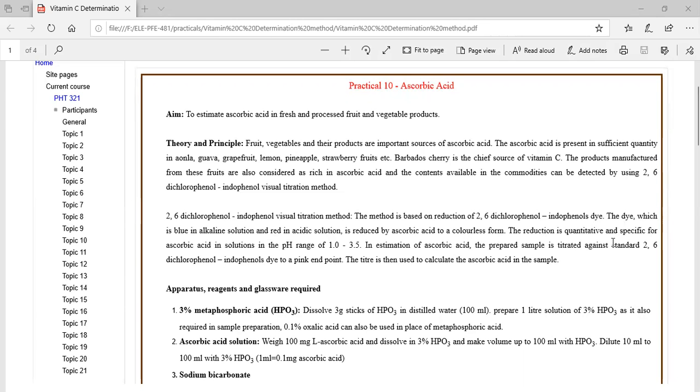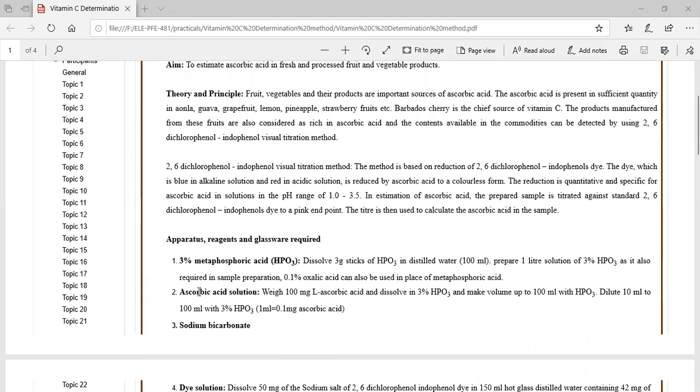The reduction is quantitative and specific for ascorbic acid in solutions in the pH range of 1 to 3.5. In estimation of ascorbic acid, the prepared sample is titrated against the standard 2,6-dichlorophenol indophenol dye to give a pink endpoint. The titer is then used to calculate the ascorbic acid in the given sample. Now we will learn about the apparatus, reagents and glasswares required for this experiment.